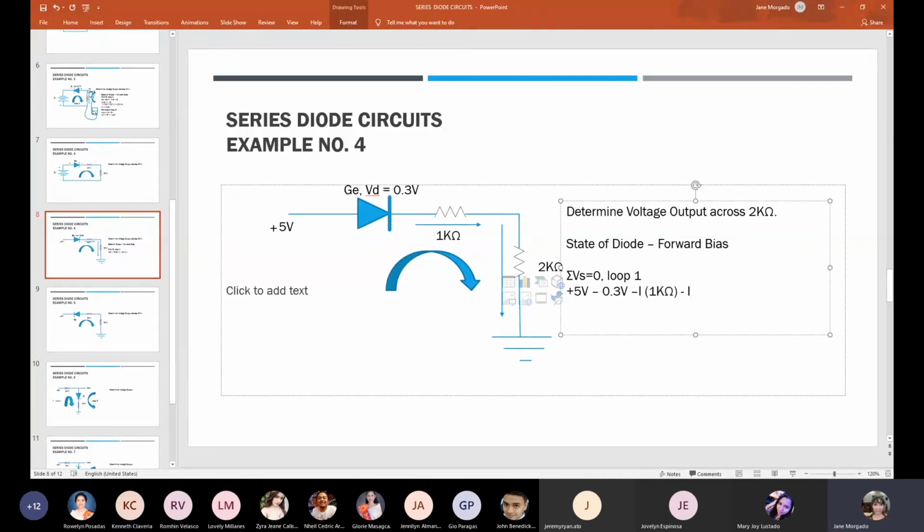Minus, times, ano yung second resistor? 2K. Equal to? Meron pa ba? Wala na. Ground na to eh, no? So it's the end. Tama ba?